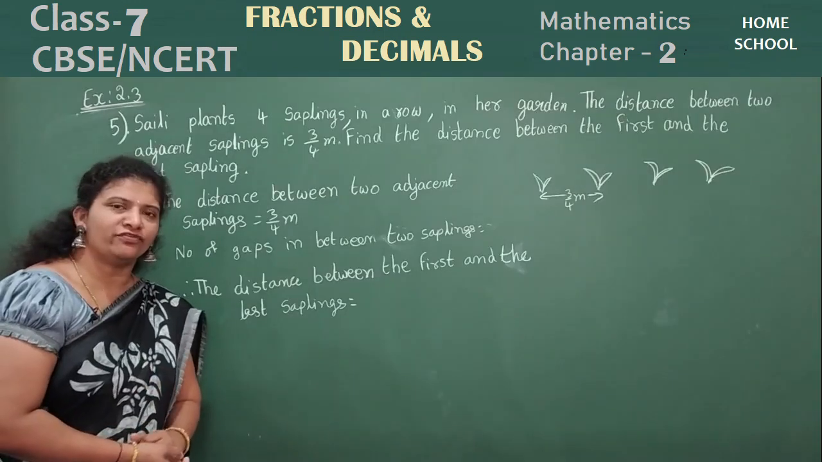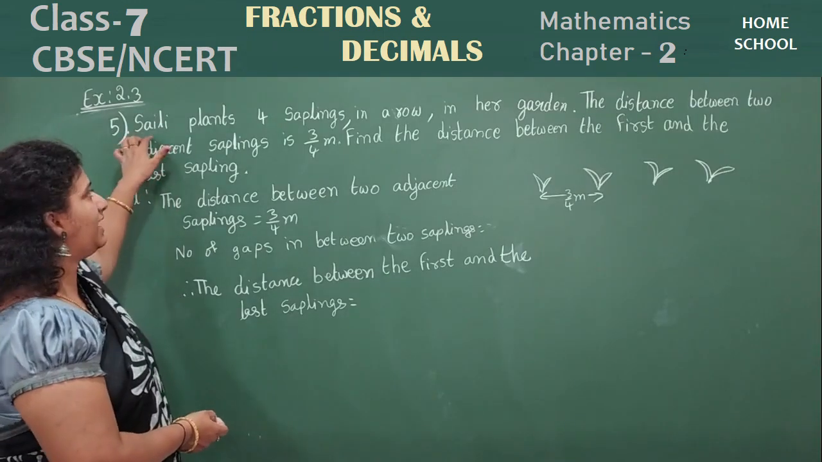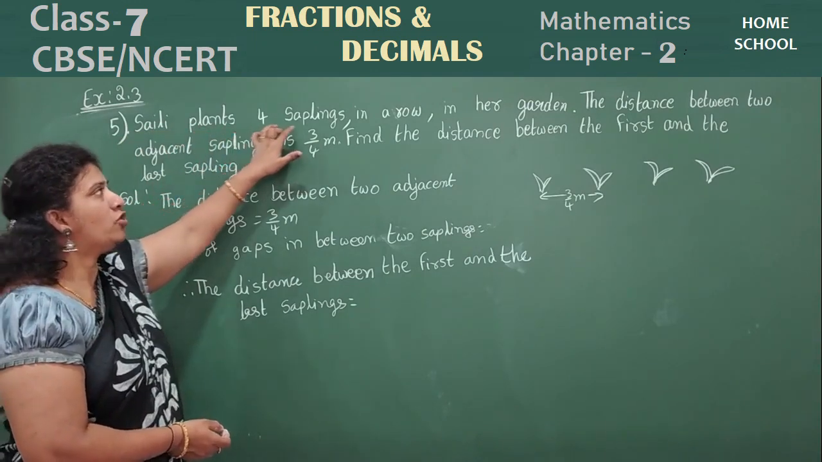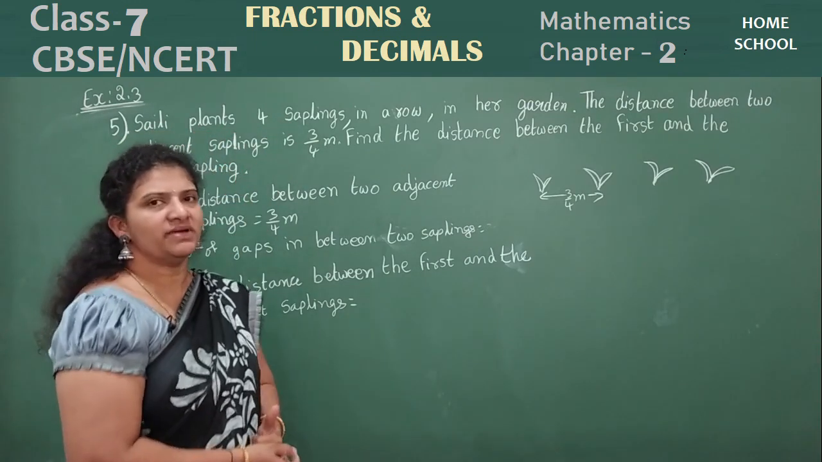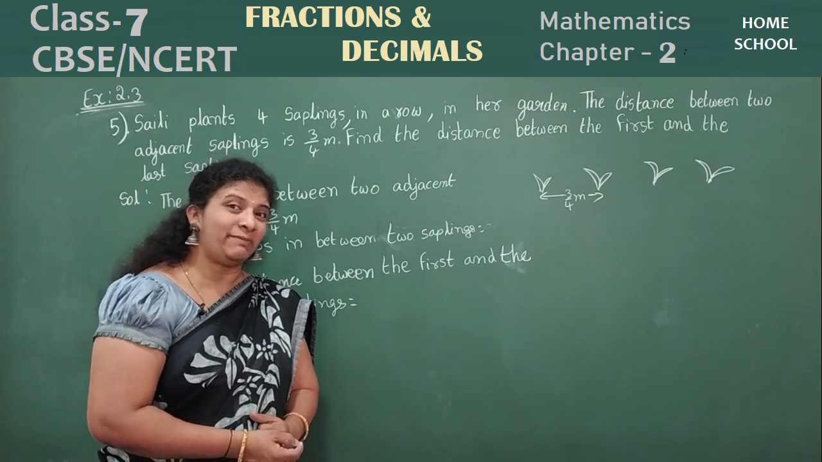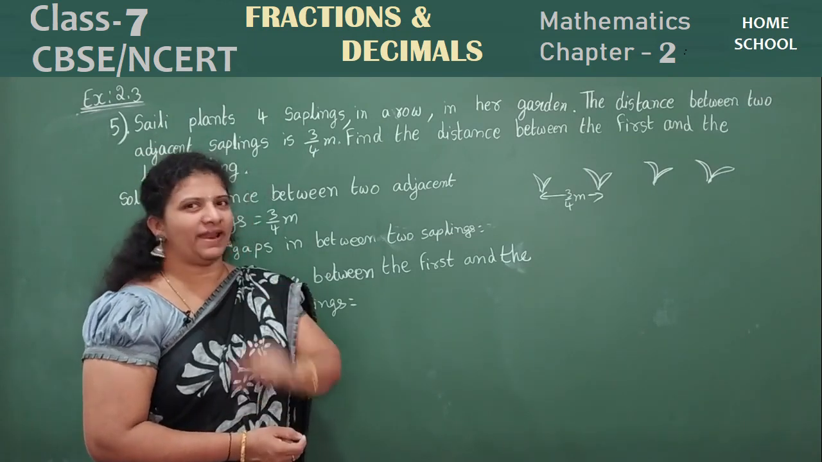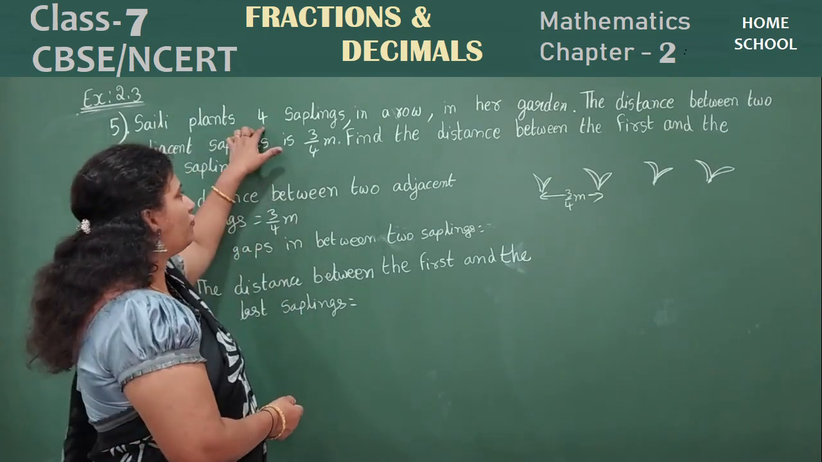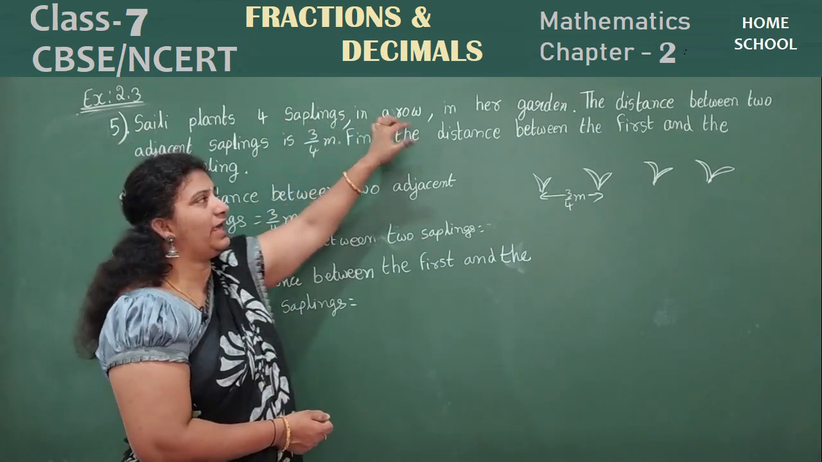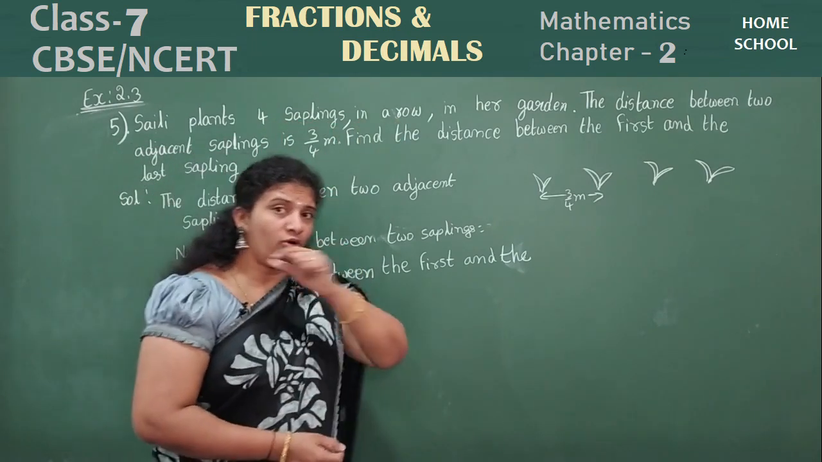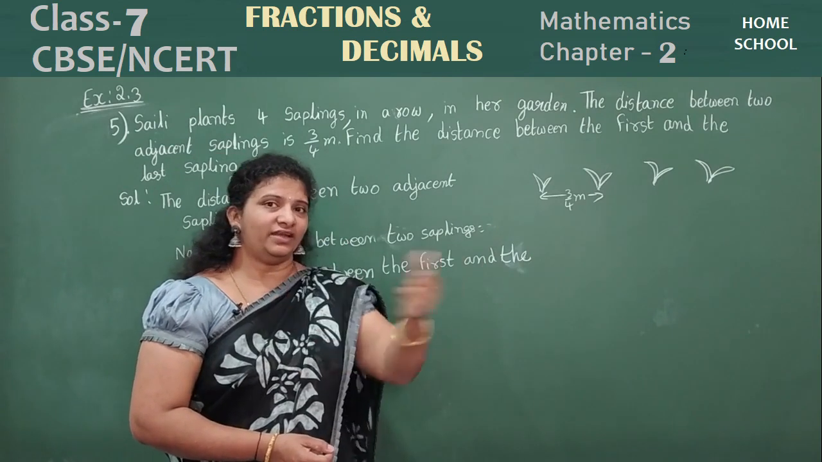Let's start with your fifth problem, children. Sally plants 4 saplings. What do you mean by saplings? It is a baby tree or a small plant, you can say. 4 saplings in a row. What do you mean by row? Like this, right?